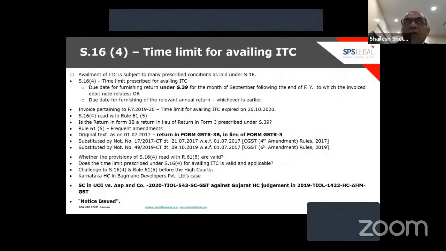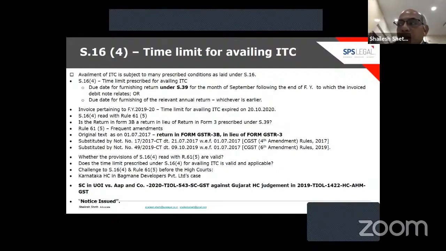These are all for the High Court to decide. But yes, it can be challenged on the ground that the time limit prescribed under Section 16(4) is invalid, discriminatory, and unreasonable. The second, which is much more important, is the return that is mentioned in Section 16(4), that is under Section 39.